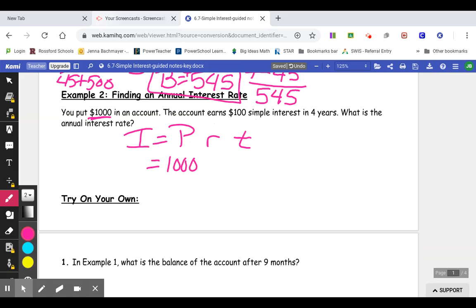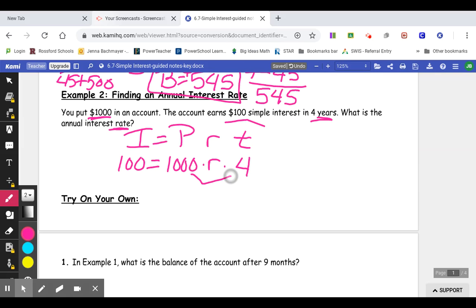It says the account earns $100 in simple interest. So my I is the 100. It says 4 years. That's my T. And it's in years, so I don't have to change anything. So I put that under the T. And then it says, what is the annual interest rate? Well, that's what I'm looking for. So I'm going to leave my R here.